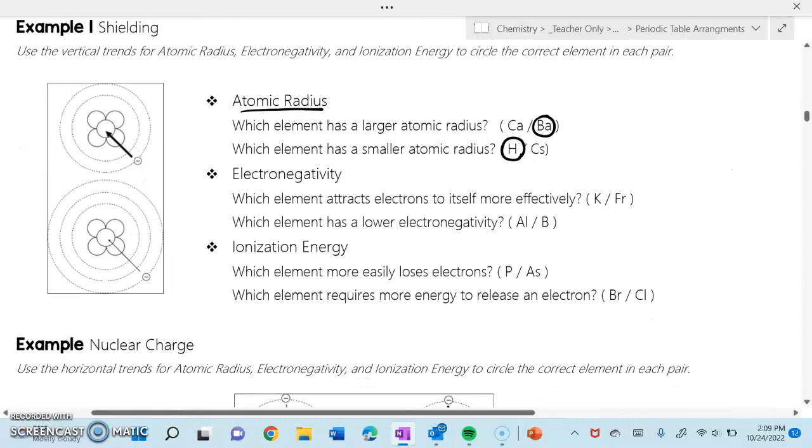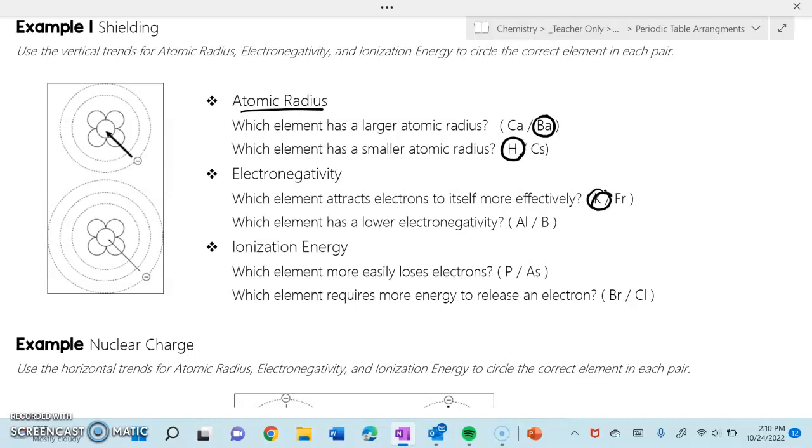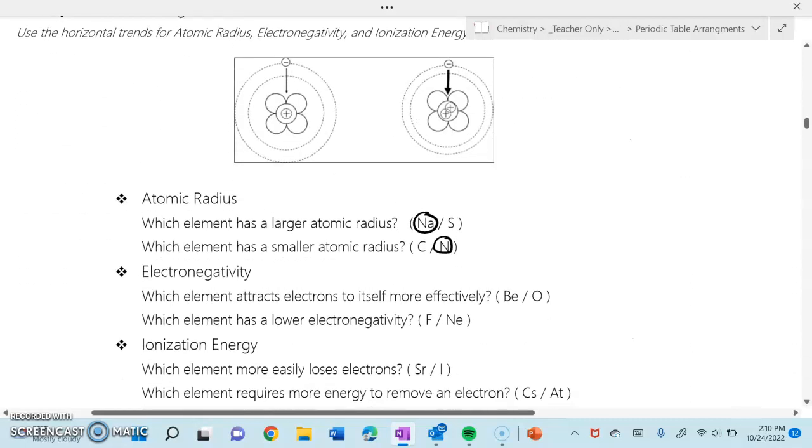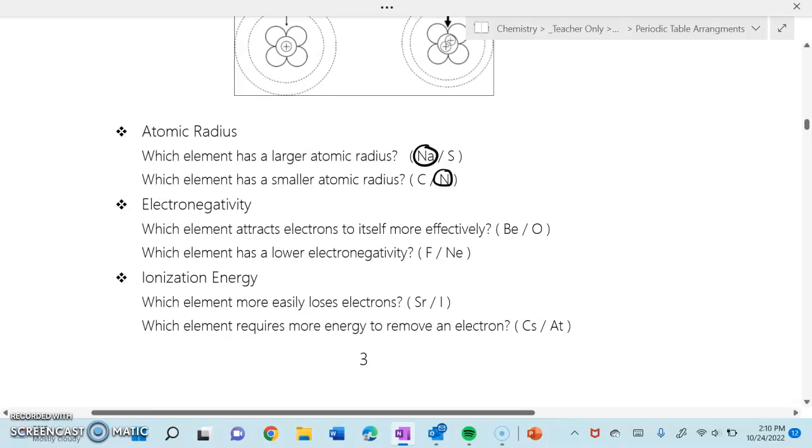Let's do our examples. So which element vertically attracts electrons to itself more effectively? So we're looking for higher electronegativity, potassium or francium. Potassium. It's smaller, that force is going to be tighter, higher up. Which element has lower electronegativity? Now we're going to look farther down the periodic table. Aluminum or boron? The aluminum. Now the horizontal pattern. Which element attracts electrons to itself more effectively? This would be a higher electronegativity, either beryllium or oxygen. Further to the right has a stronger electronegativity.